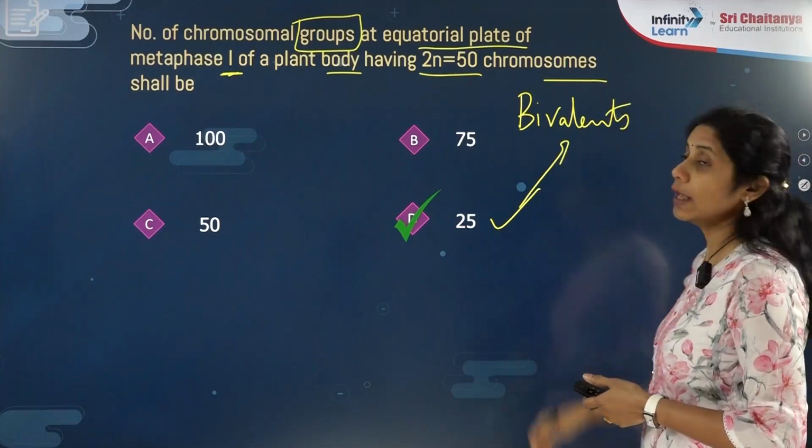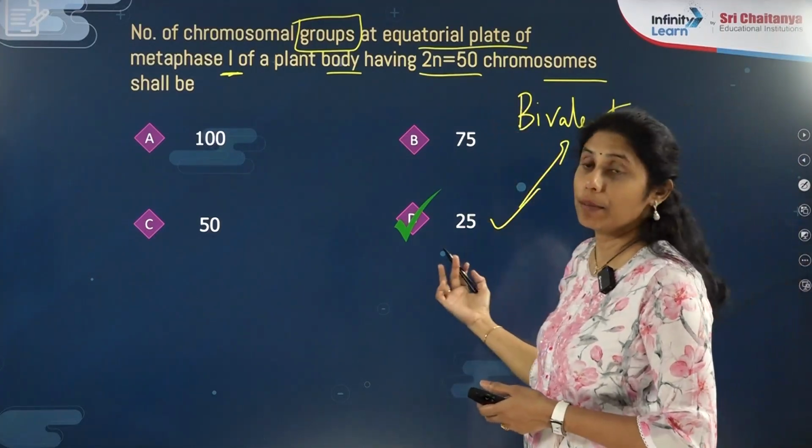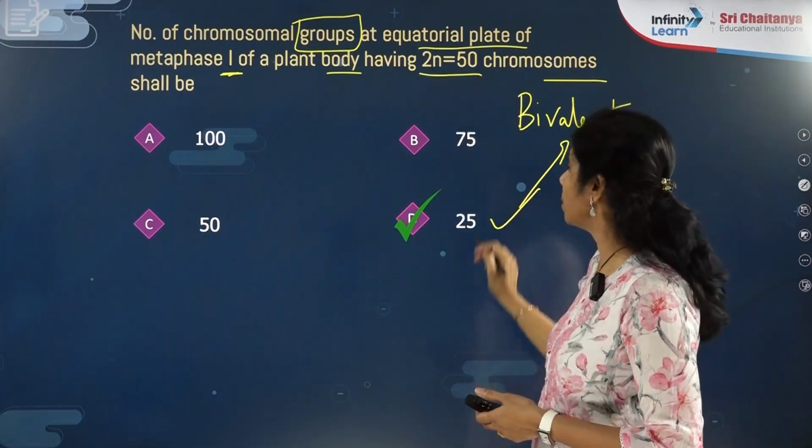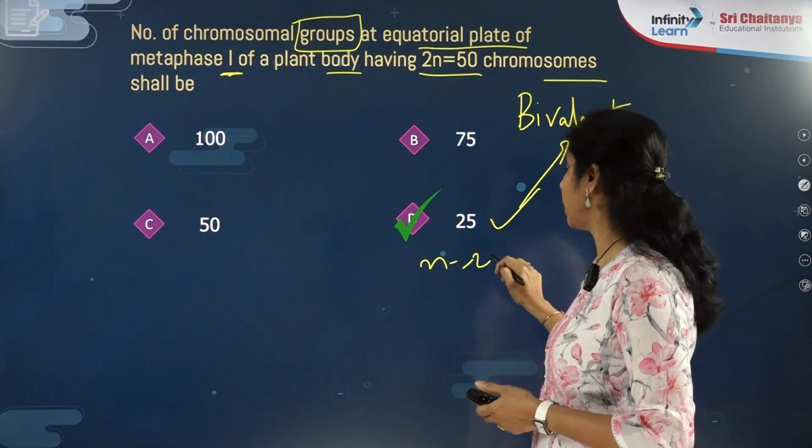They will be placed on the equator. So the bivalents will be n in number. So 2n equal to 50 means n will be 25.